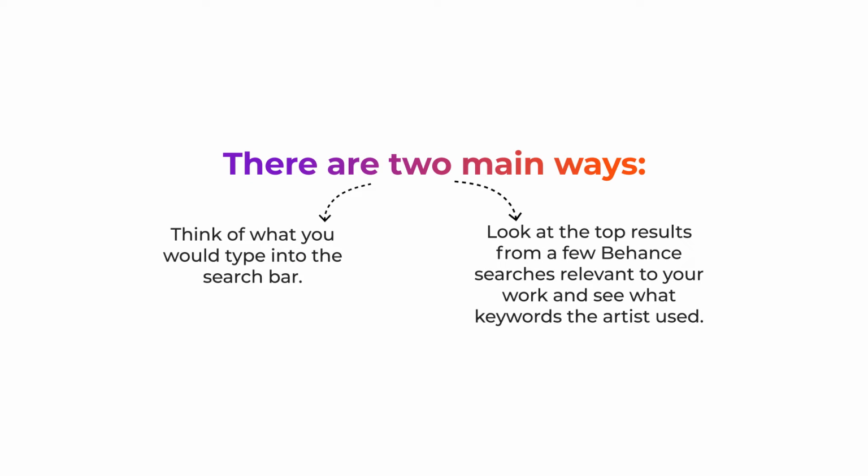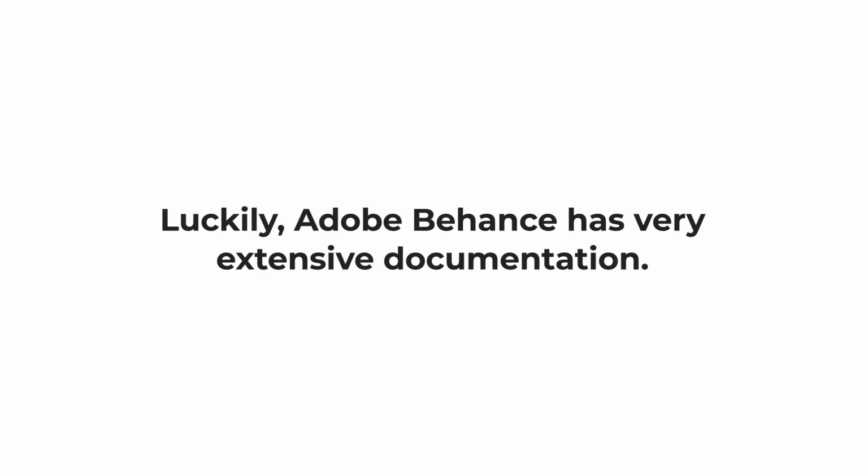How can you find good keywords? Glad you asked. There are two main ways. Think of what you would type into the search bar. Look at the top results from a few Behance searches relevant to your work and see what keywords the artist used. Luckily, Adobe Behance has very extensive documentation.